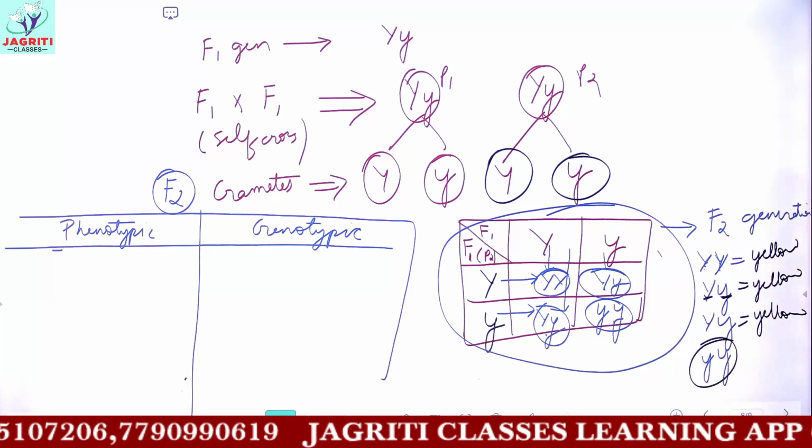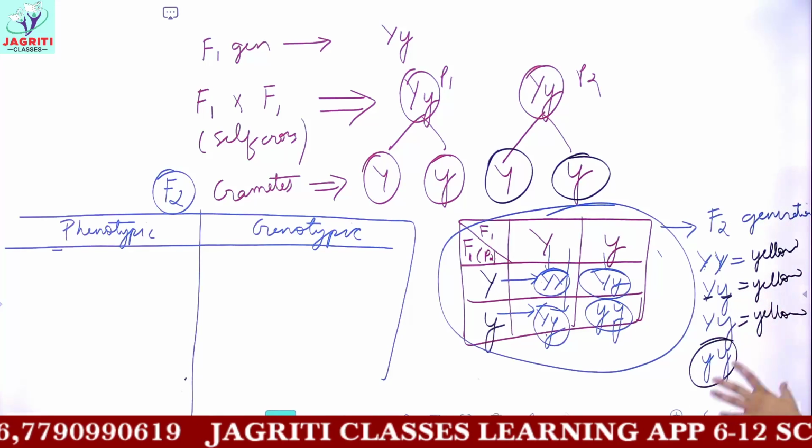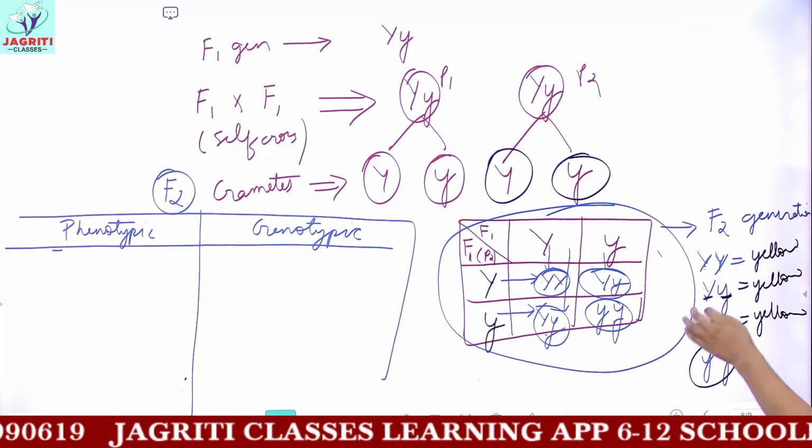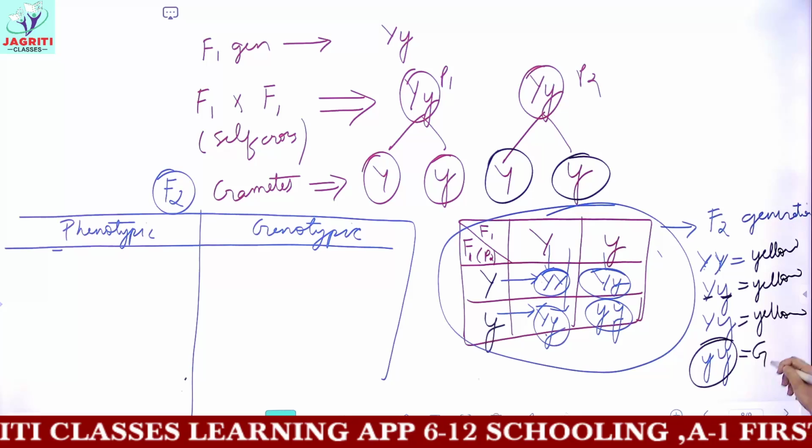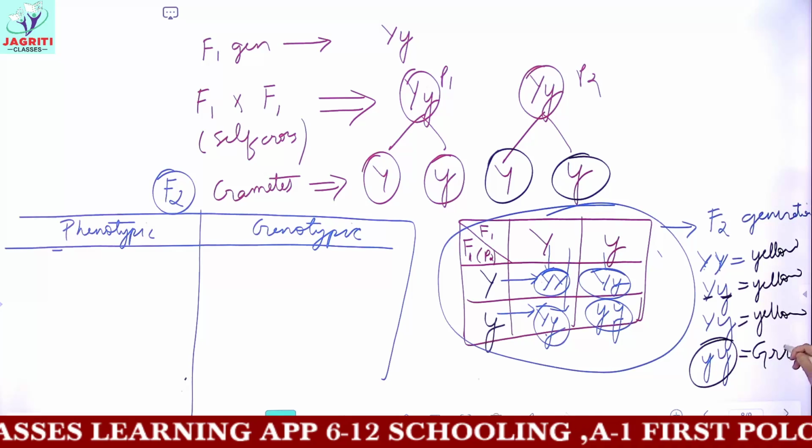But here you do not have any dominant allele. So in the absence of the dominant allele, the recessive allele gets expressed and the color would be what? It would not be yellow. Small y means the color green.